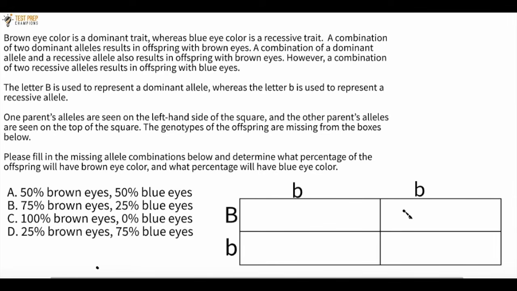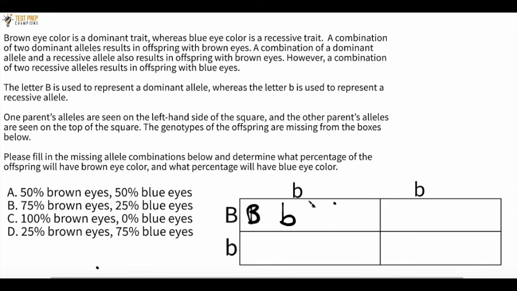Like I said, take all the time you need, and when you're ready, go over the answer. Okay, so let's fill the chart out here. In this case, the parent over here is going to put forward a big B, which would combine with this little b right here.